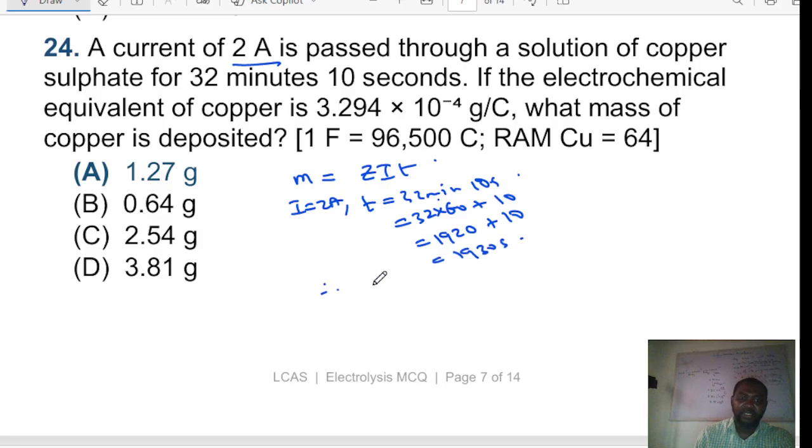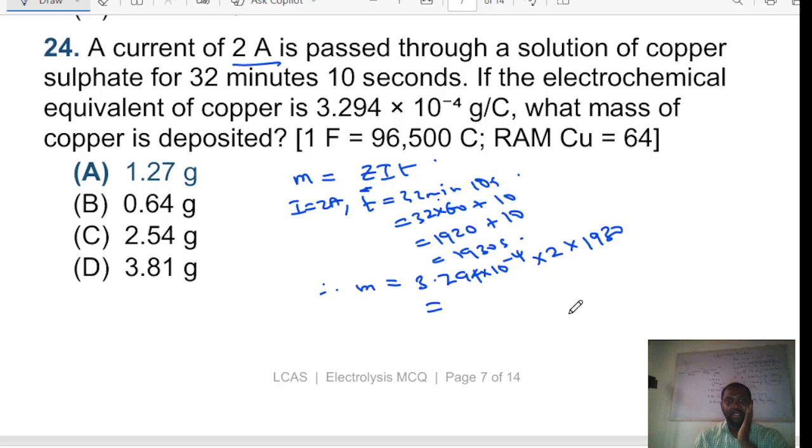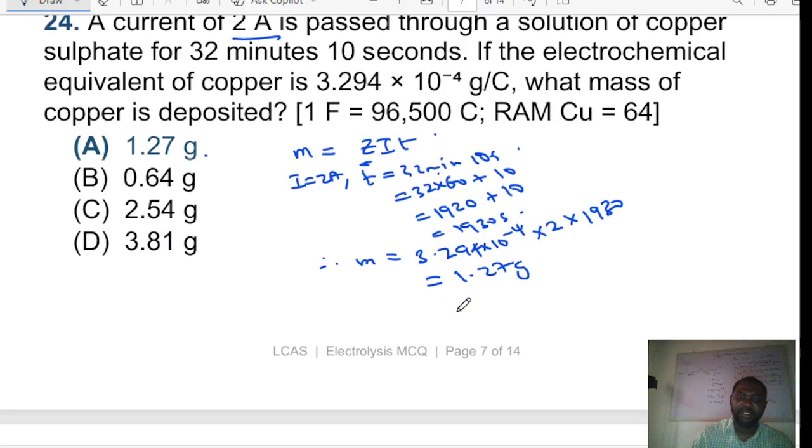So that means my mass is going to be Z, the electrochemical equivalent given here to be 3.294 times 10 to the power minus 4, multiplied by the current, which is 2, then the time, which is 1930. If you multiply this, you see that the answer is going to be 1.27, which makes A the answer, 1.27 grams. Okay, this is quite straightforward, even though this usually comes out, especially in physics.